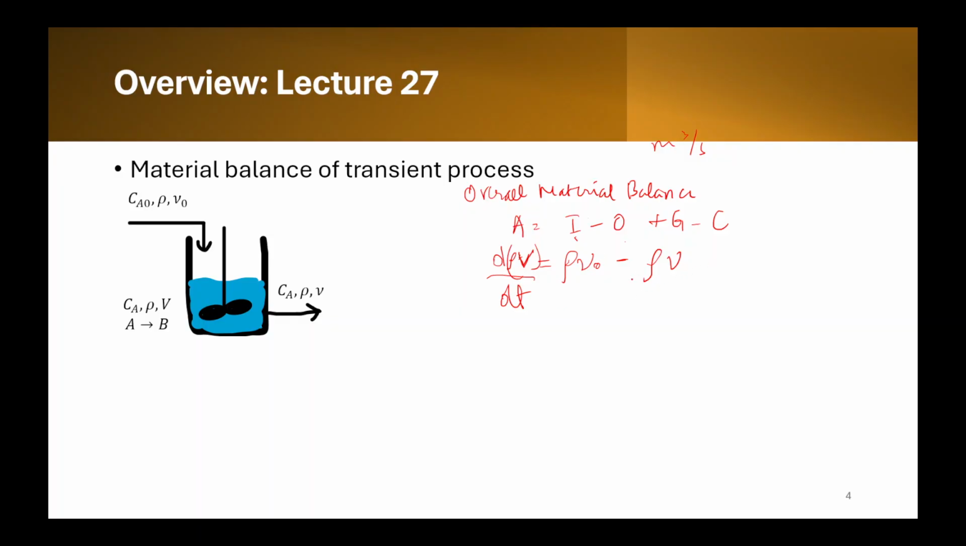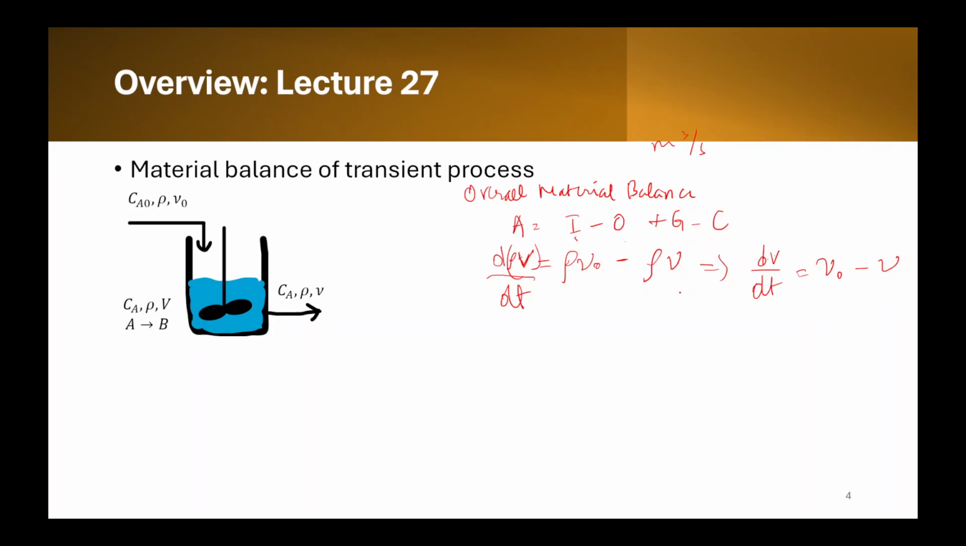As you can see, because this nu naught and nu are different, moreover, what we can do is take this rho out, because rho is supposed to be constant for fluid since they are incompressible. So rho gets cancelled from all over. So we get the final equation as dV by dt equals nu naught minus nu.